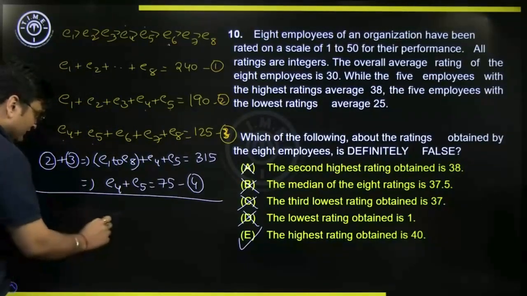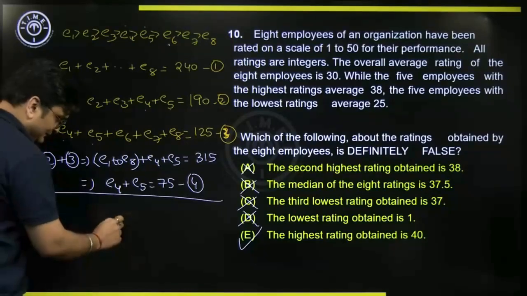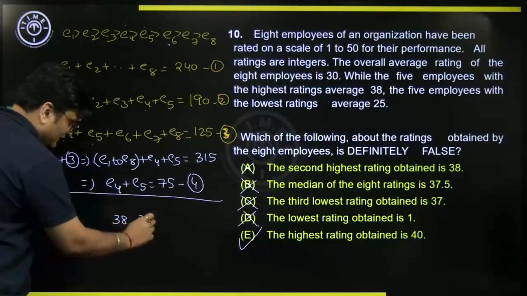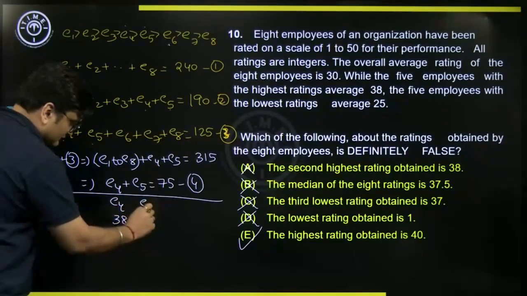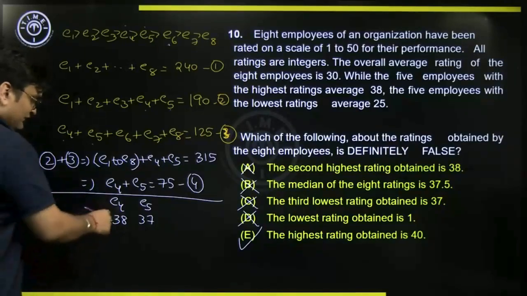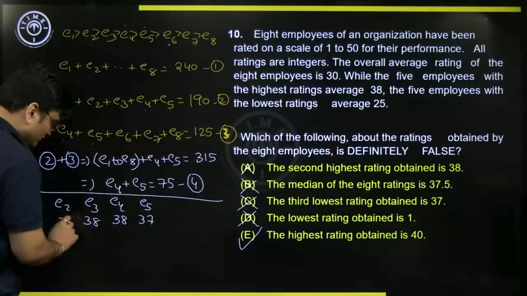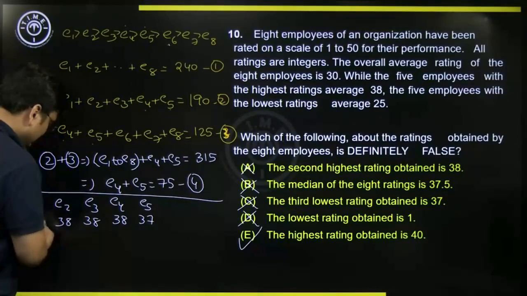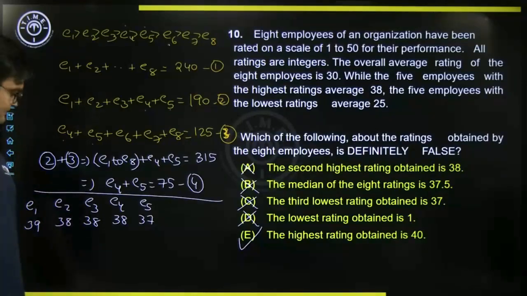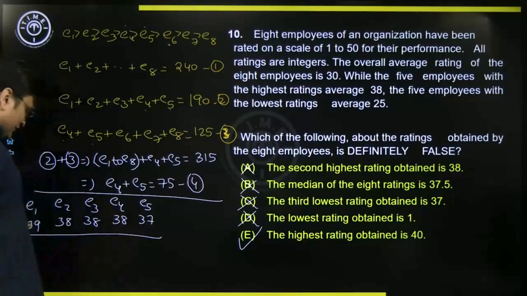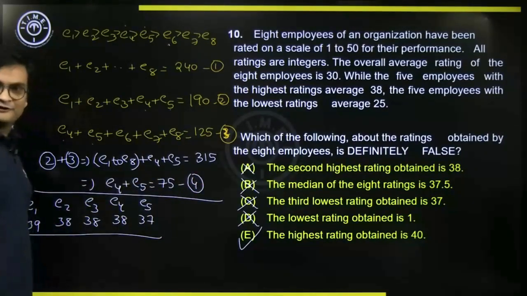So if E1 is 40, so we know E4 plus E5 is 75. So we could probably give values like 38 and 37 for E4 and E5. But we already seen some time back, if you put this as 38, E3 must be 38, E2 must be 38, then E1 can be 39, right? Something like this. But let's see, I want to see if this can be 40 according to the fifth option.